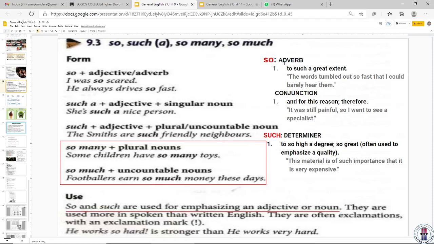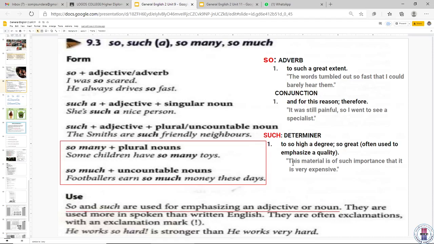So remember, so is an adverb. We use it with an adjective or with a plural noun or uncount noun. Right? The word such. We use such a plus an adjective plus a singular noun. We use such with an adjective and a plural or uncount noun. Such is a determiner. It means to a higher degree, to a high degree.